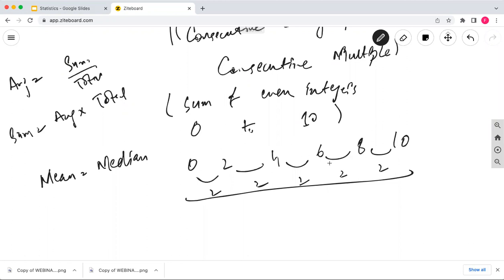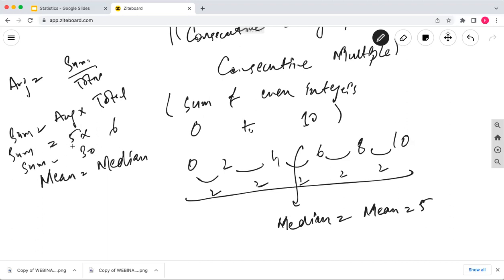So what is the median? Total we have an even number of terms, so just take the average of the middle two terms. So the median, which is the mean, is equal to 5. Now we know the average is 5, and in total we have 6 values. So what is the sum? Sum is 30, right? So whenever you know that the data set is evenly spaced, and you're asked to find a total sum, just take the median, which is equal to the mean, and multiply with total terms, you will get the sum of the series.